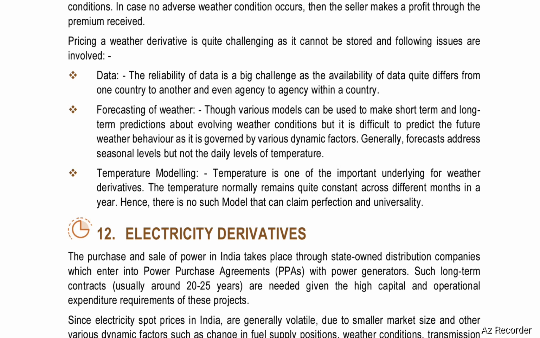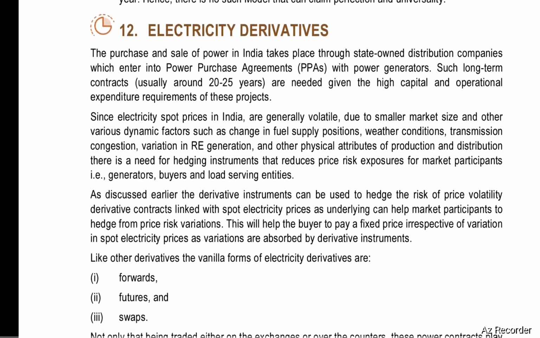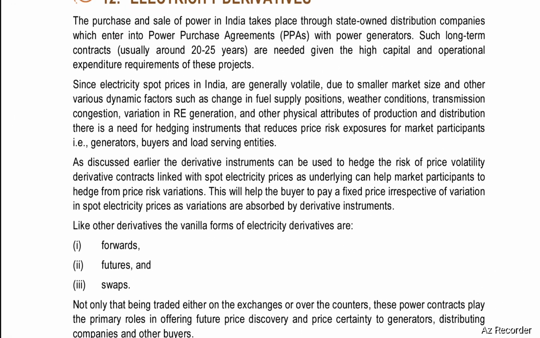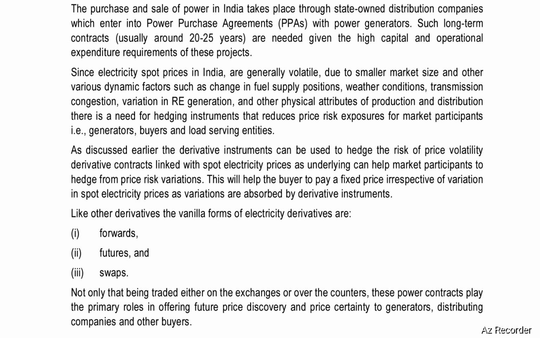Next concept, electricity derivatives. The purchase and sale of power in India takes place through state owned distribution companies which enter into power purchase agreements with power generators. Such long term contracts, usually 20 years, 30 years, are needed given the high capital and operational expenditure requirements of these projects.